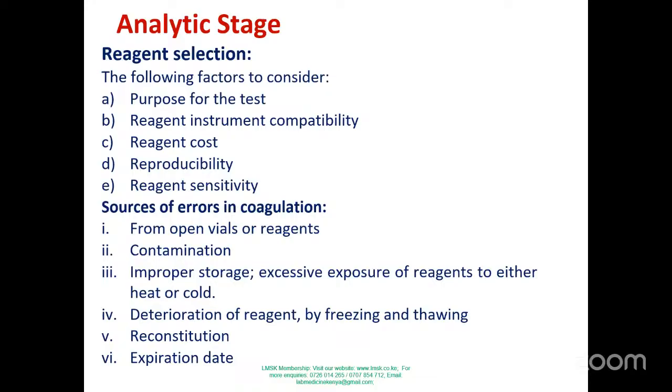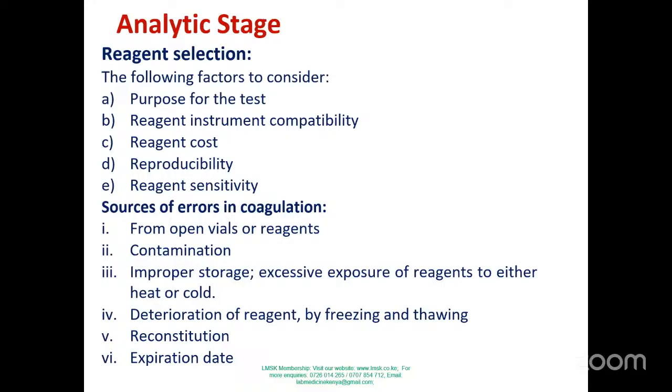reproducibility and reagent sensitivity. Then sources of errors in coagulation could be from open vials of reagents, which means you've let your reagents stay open and they are prone to contamination. Improper storage, where you are not following the manufacturer's instructions for those particular reagents. You were supposed to check the bottle. Those reagent vials always have the storage temperature indicated on them. Excessive exposure of reagent to either heat or cold, then deterioration of reagent by freezing and thawing. If it is not recommended, just follow what the insert says.